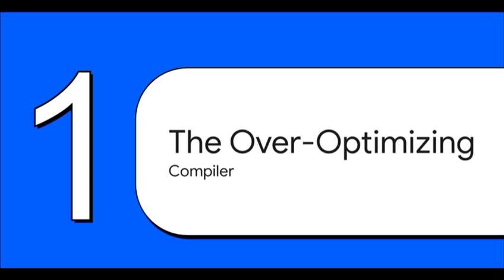To really get this, you have to think about your compiler as this brilliant but very literal-minded assistant. Its main job, especially when you turn on optimizations, is to make your code run as fast as humanly possible. And to do that, it's always looking for any little shortcut it can take.